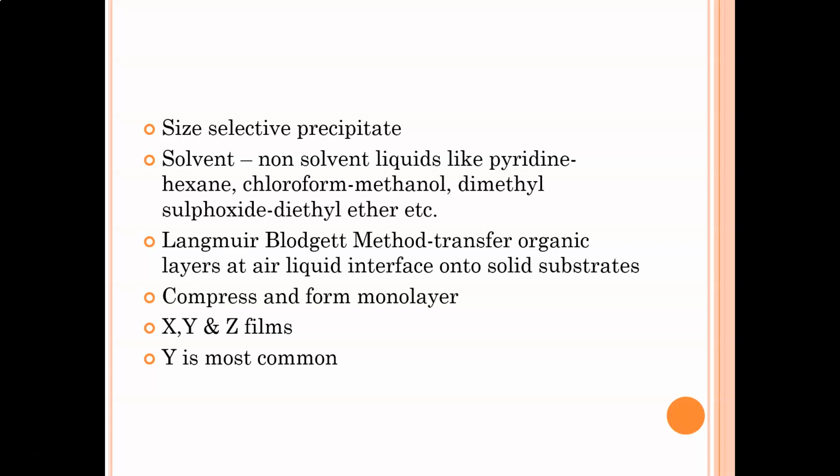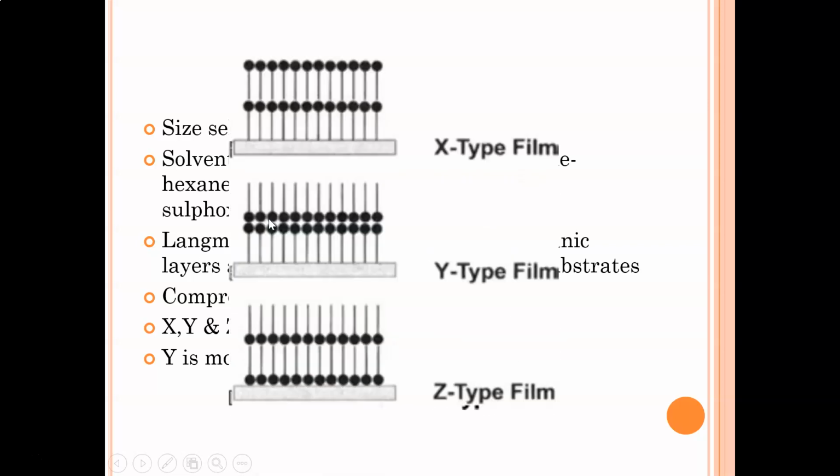Depending on how you want to organize the layers, you can have different kinds of films. You can have X, Y, and Z films. Now, what are these films basically? Let us have a look at that. This is how the films look.